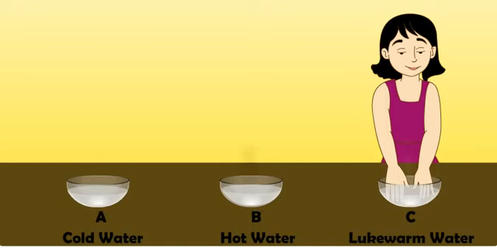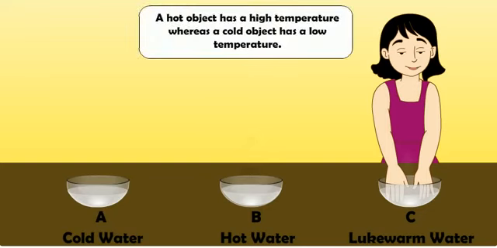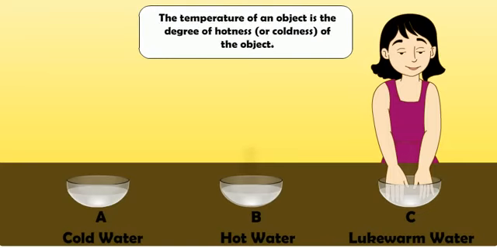This, however, is impossible because the same water cannot be hot as well as cold at the same time. Actually, our sense of touch is misinforming us in this case. A hot object has a high temperature, whereas a cold object has a low temperature. The temperature of an object is the degree of hotness or coldness of the object.